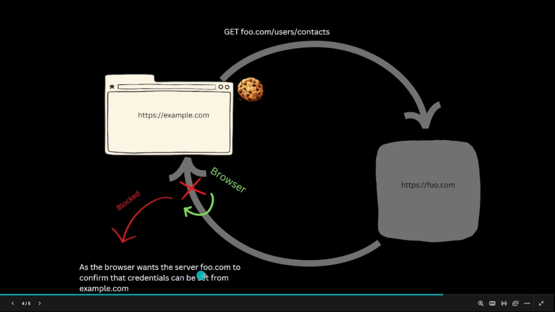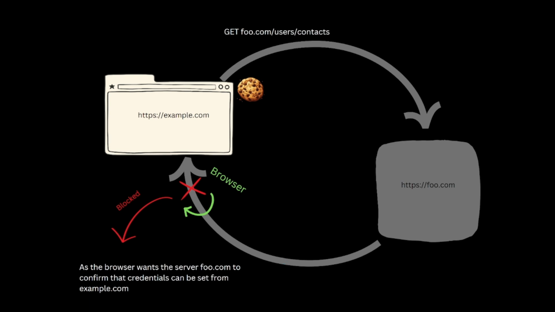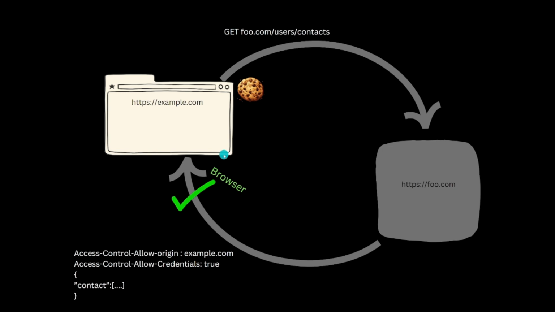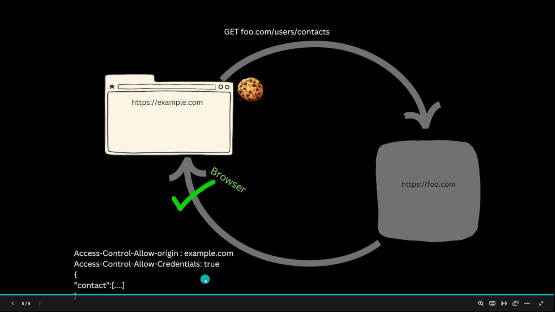Here, the browser wants the server foo.com to confirm that credentials can be sent from example.com. That confirmation is still not received from foo.com. So, in this case, the browser wants the server foo.com to confirm that credentials can be sent from the example.com site. That confirmation is made by foo.com by setting Access-Control-Allow-Credentials equal to true.